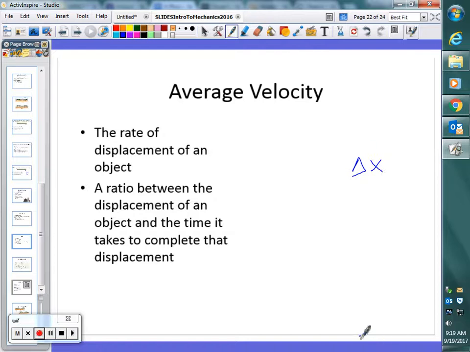Remember, Dahlia, the delta in general means what? Change, okay? The delta in general means change. Whatever we put the triangle in front of, that's what we're representing the change in. We defined displacement way back on the first page as change in position. Change in where we are on the x-axis, okay? And we're comparing that to what?